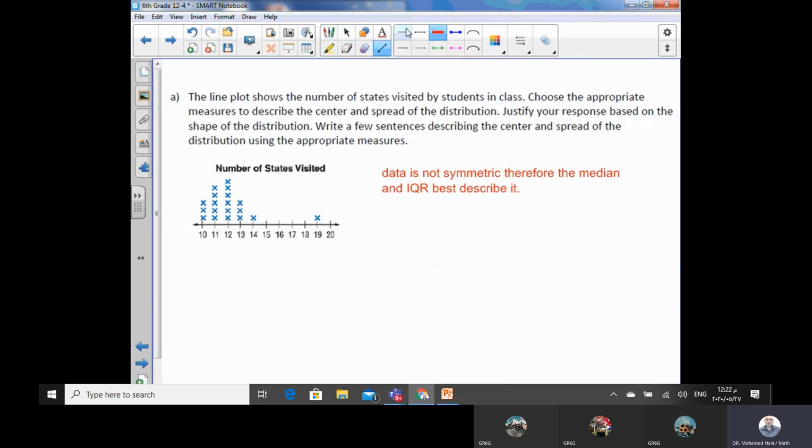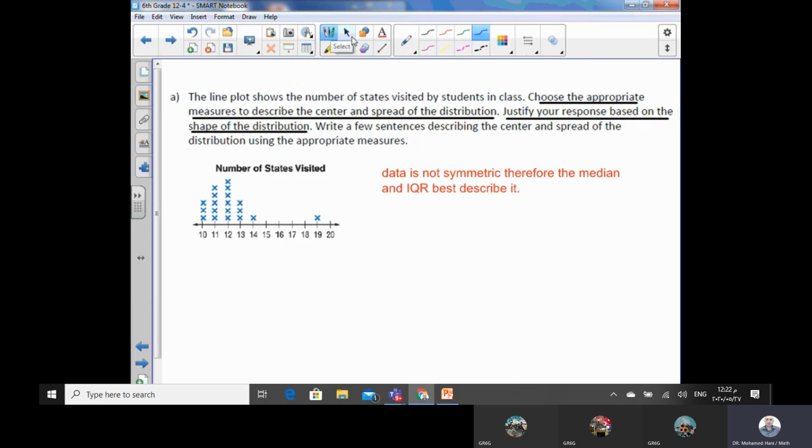That answers right here: justify your response based on the shape of the distribution. We chose our appropriate measure. Okay, that takes care of that chunk. Now write a few sentences describing the center and spread of the distribution. Well, we have to actually find them.